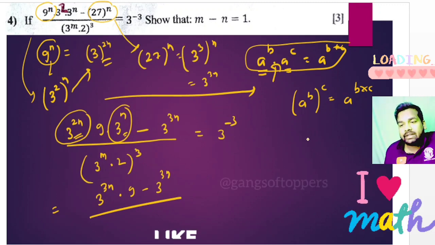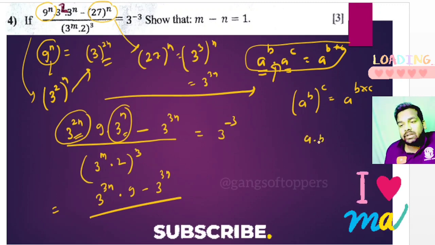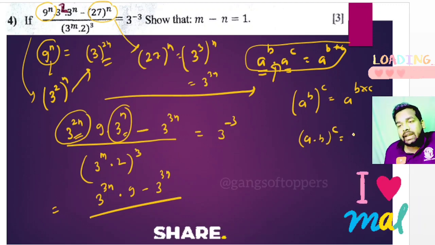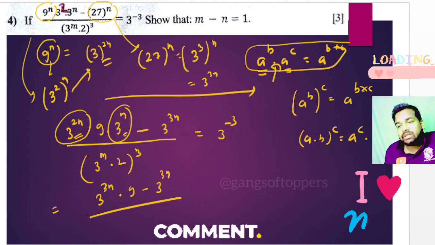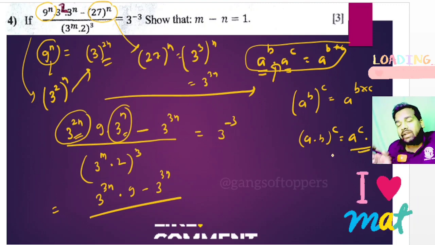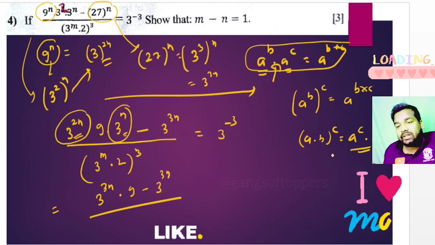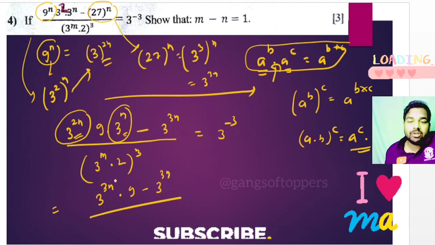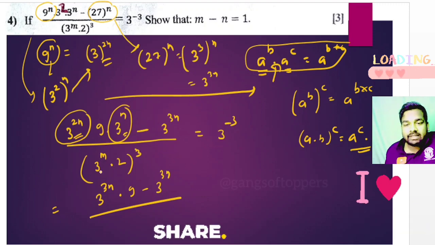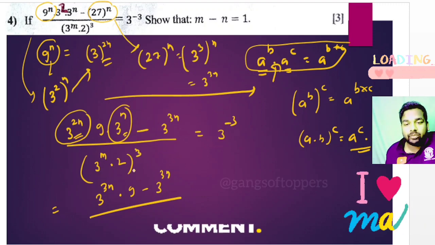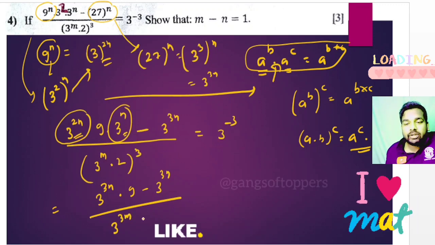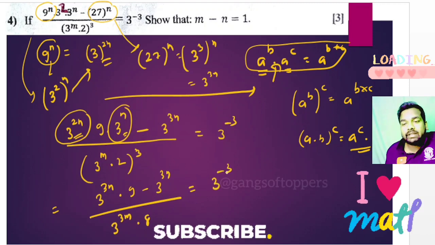one more formula, you can say that a into b, the whole power c, we can write as a power c into b power c. Here we can split it into two terms, that is a power c into b power c. So this formula we can utilize here, that is 3 power n the whole power cube. So we can write 3 power 3n, and 2 cube, it is going to become 8. And now we can write 3 power minus 3.